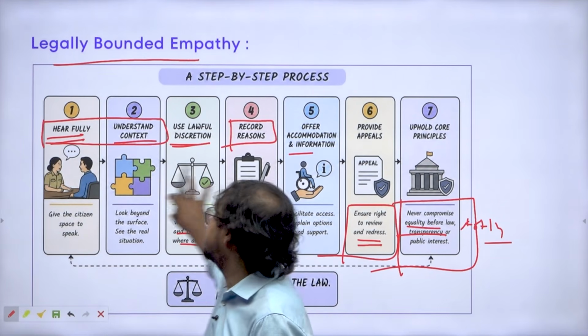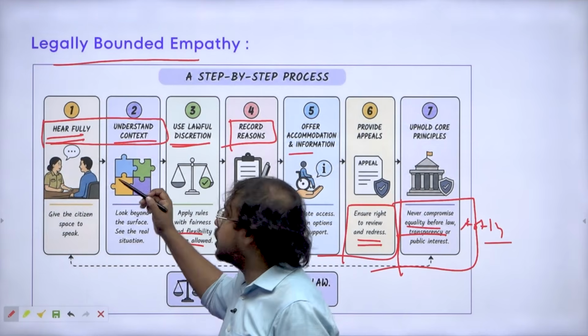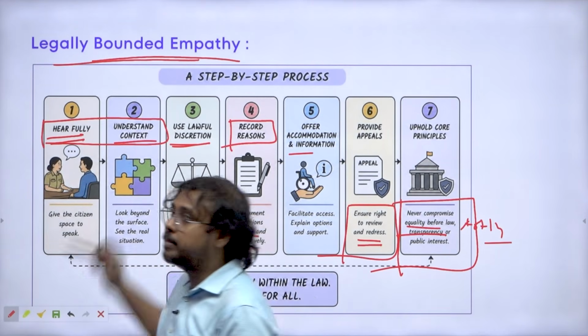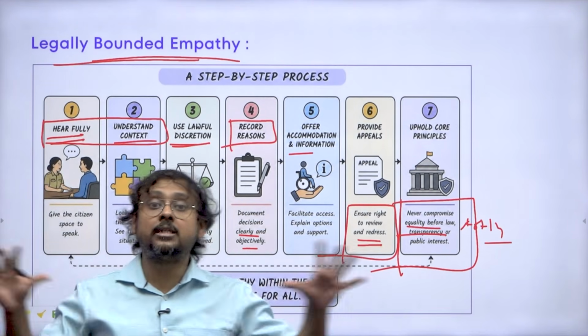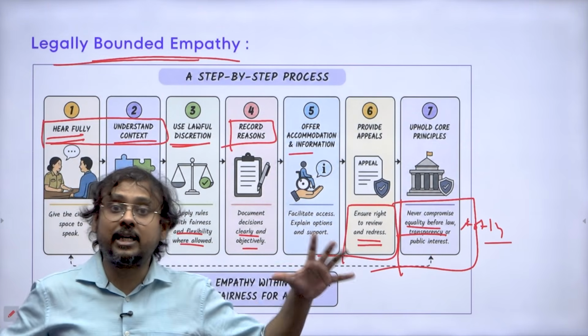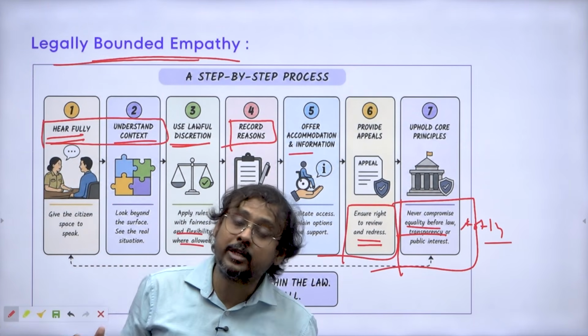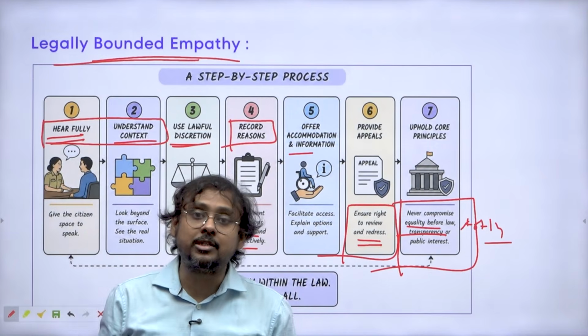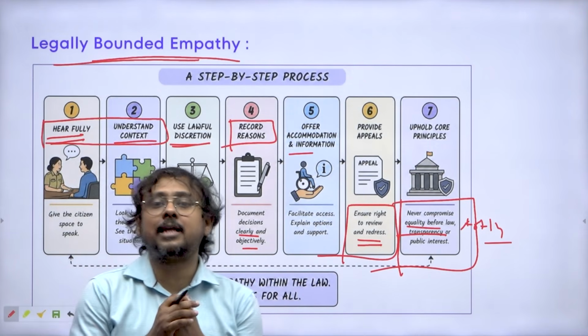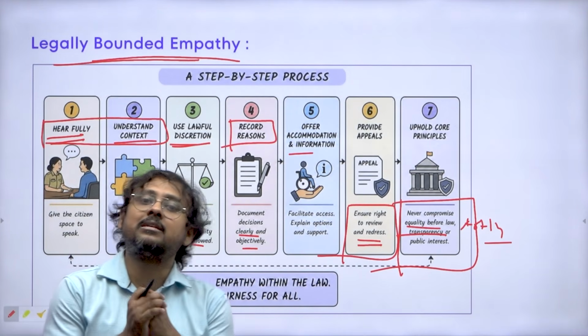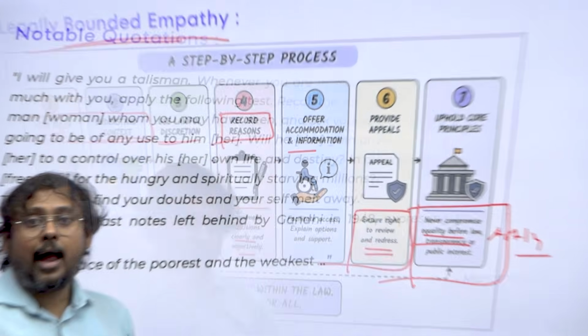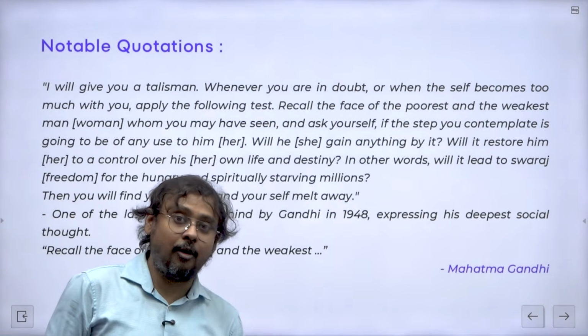So these are the step-by-step process to ensure legally bounded empathy. So empathy and objectivity are not two different separate things. Objectivity is the infrastructure around which the steel frame stands. Empathy is that balance that is required to make the civil service humane. And in this regard, let's see the quote of Mahatma Gandhi.